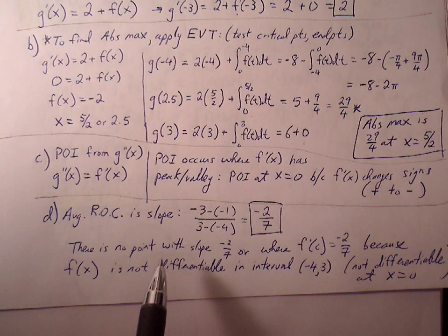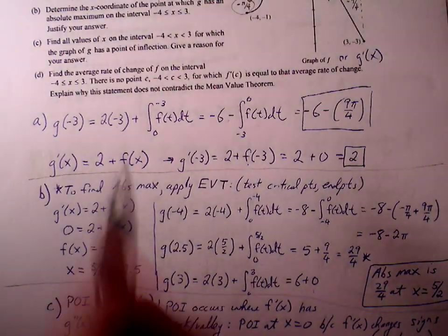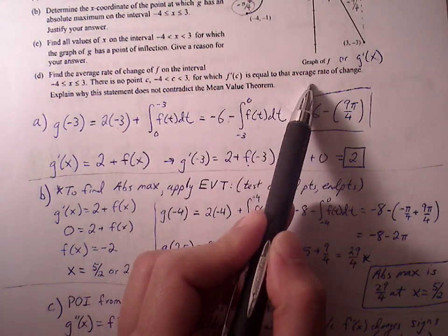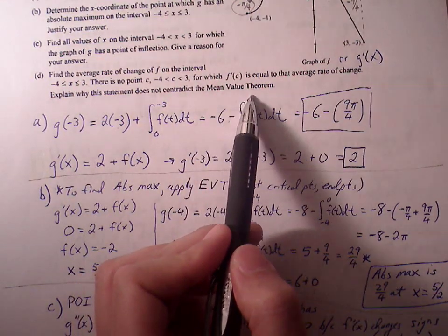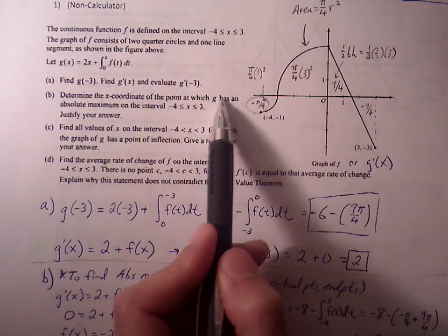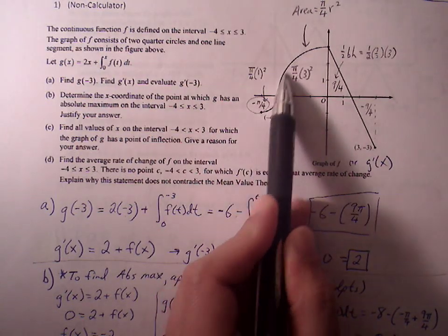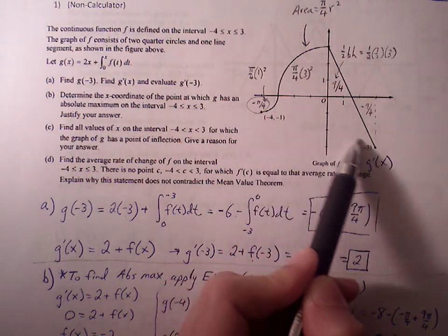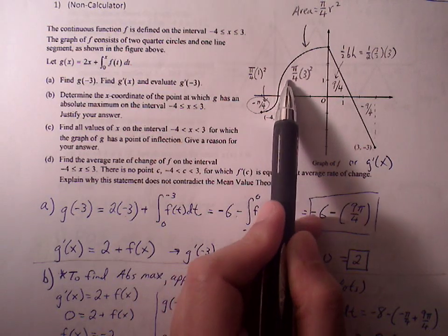There is no point with slope -2/7. It says there is no point for which f prime is equal to the average rate of change, and explain why this does not contradict the mean value theorem. Normally we can say that whatever slope is between the endpoints, there must be a guaranteed specific slope somewhere between those endpoints. However, the mean value theorem also states that the function needs to be not only continuous, but also differentiable.